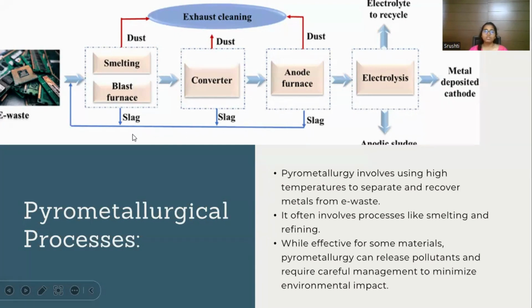The slag, which can be used again for extracting other materials, is sent back towards the smelting or blast furnace. The other products which are obtained go to electrolysis, where electrolyte to recycling metal deposited cathode and anodic sludge is obtained, and the proper metal or the extracted metal is obtained.